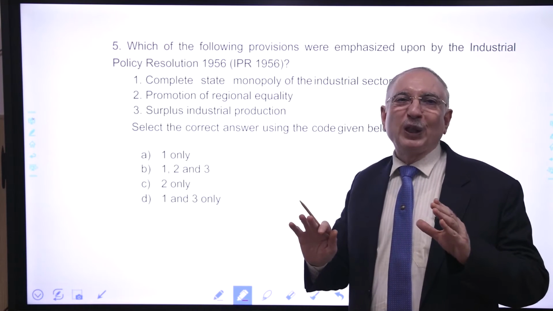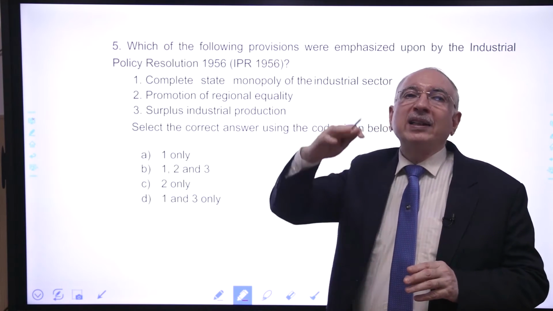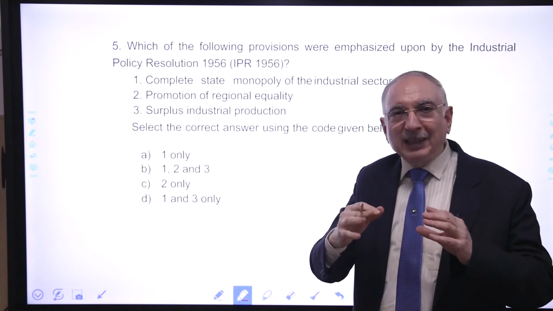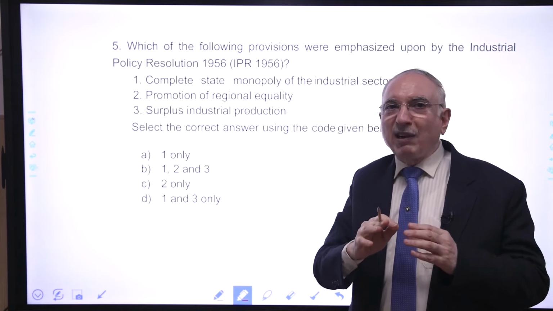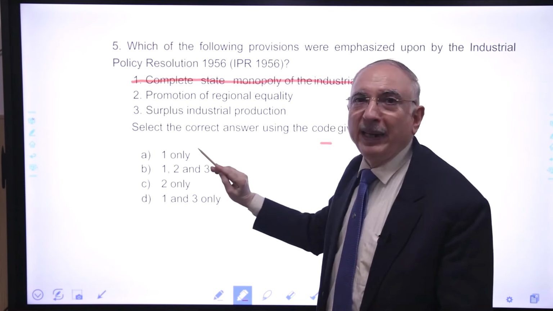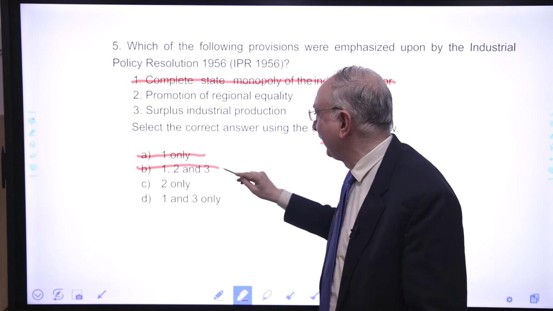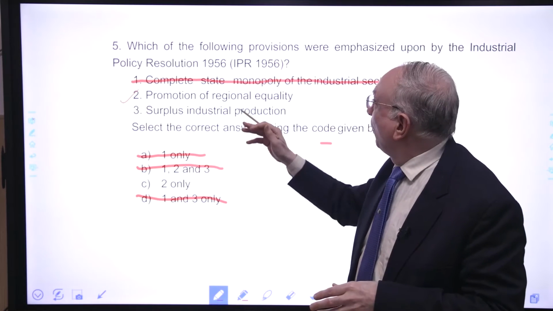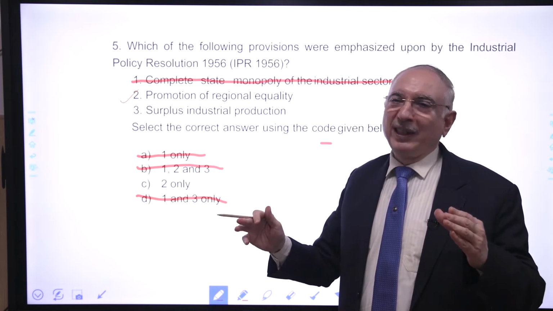Industrial policy resolution, what does it state? Broadly it stated that the public sector should occupy the commanding heights of the economy. When we say commanding heights of the economy, that means you have to have a majority of the command. Complete means full, but that was not the case. So this option is eliminated. Now once you eliminate 1, this option is also eliminated, this is also eliminated, and this is also eliminated. Now, promotion of regional equality was also envisioned in the industrial policy resolution.